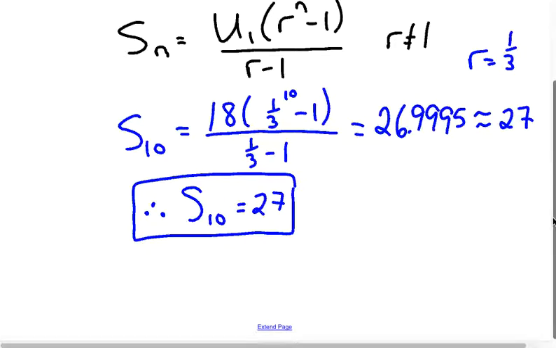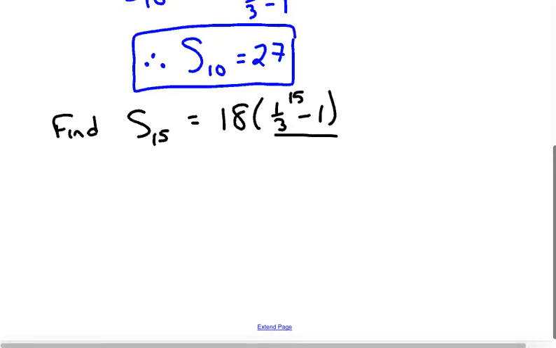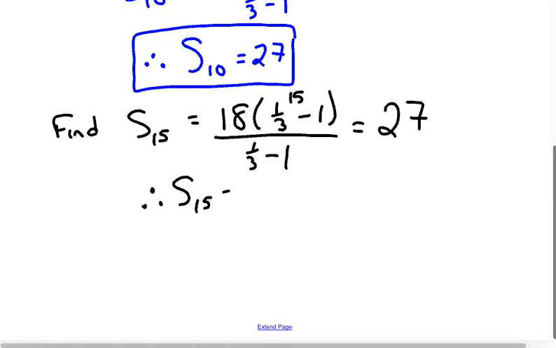Find S of 15. So just one more time doing this one. Okay, so now find S sub 15. All right, that's going to be 18 times (1/3 to the 15th minus 1) over (1/3 minus 1). When I work all this out, I get 27. So therefore, S of 15 is also equal to 27.